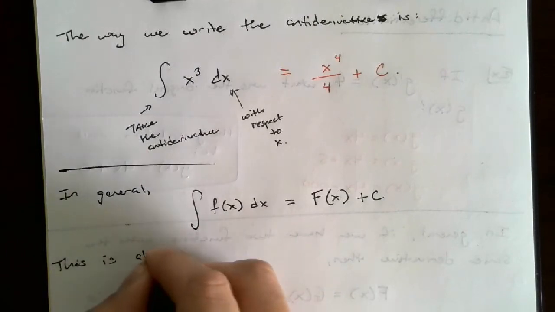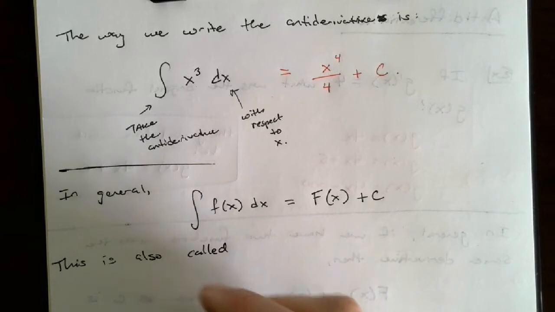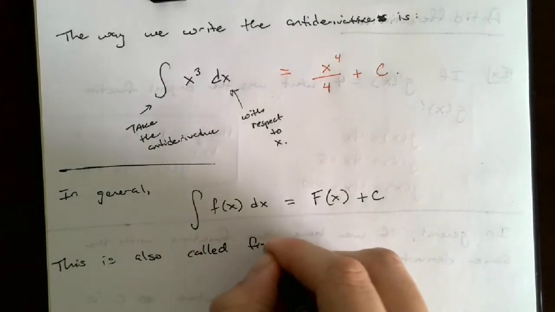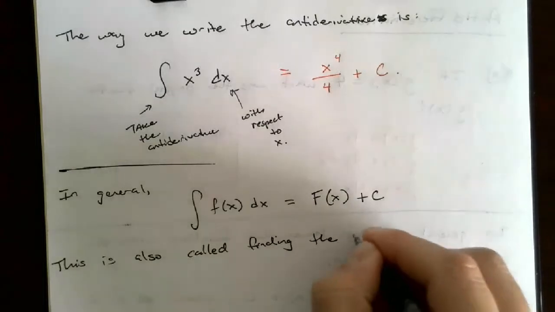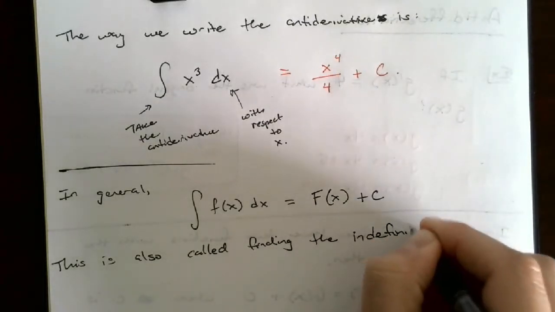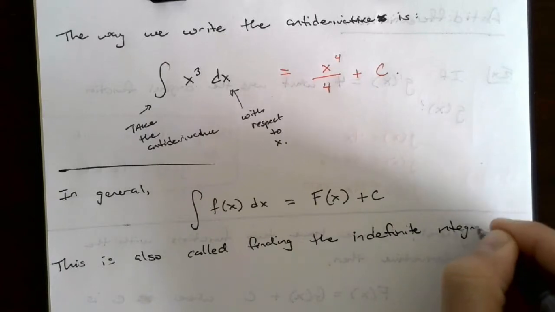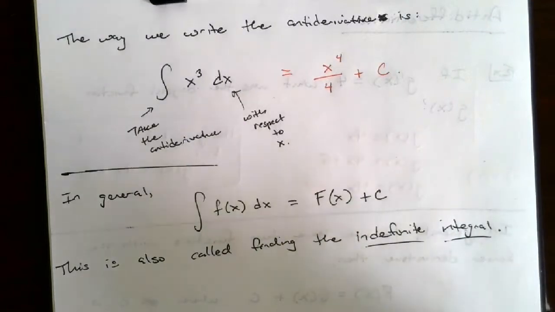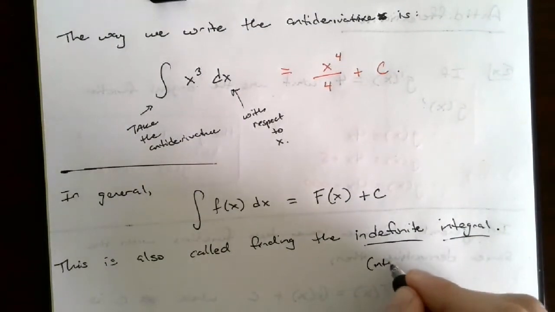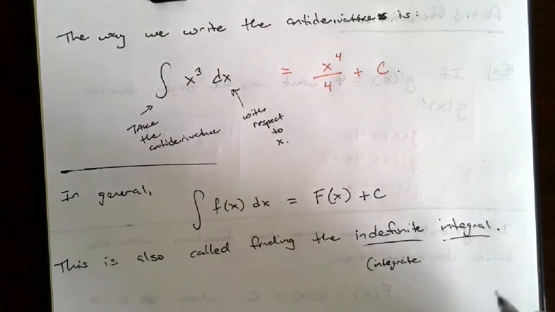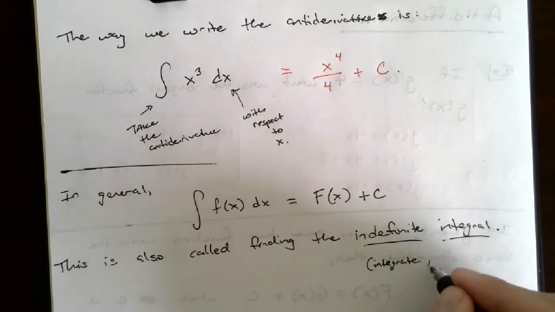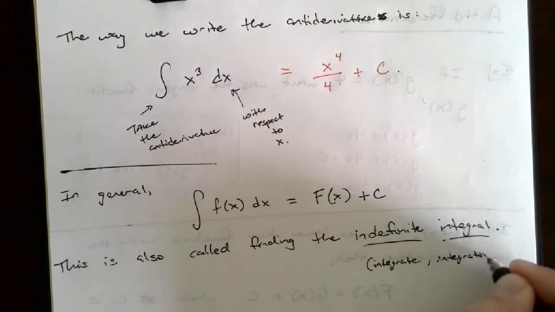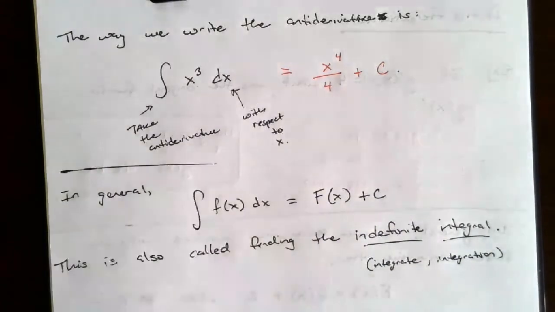This is also called finding the indefinite integral. So if you hear the words integral or integrate, that means take the antiderivative. The process is called integration. So when we're talking about finding the antiderivative, you might hear antidifferentiation. You might also hear integration or integrate.